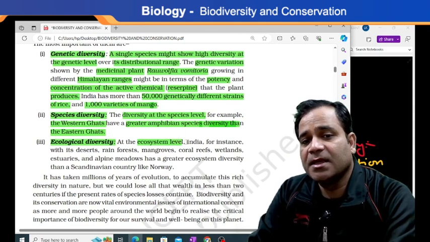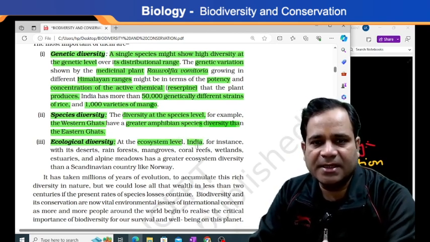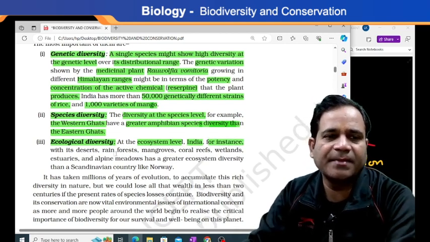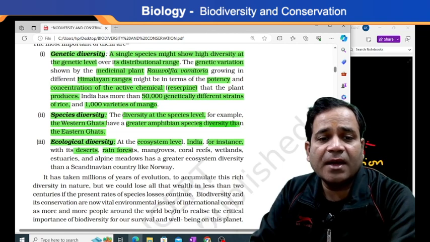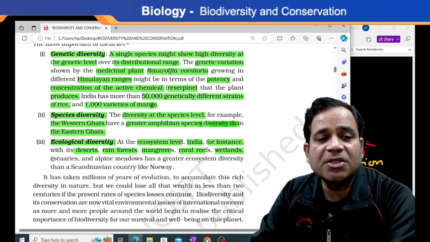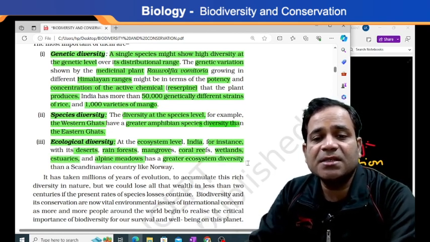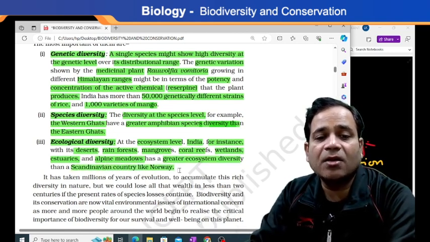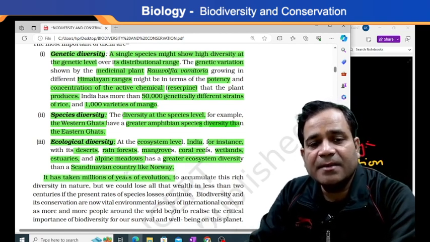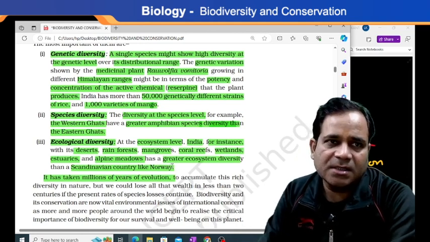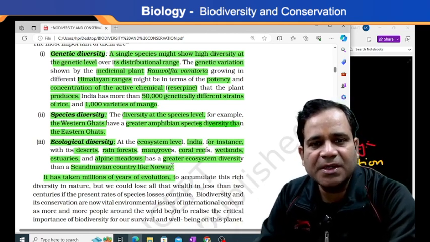Ecosystem level. In India, I'm giving you an example: India, with its desert, rainforest, mangroves, coral reefs, wetlands, estuaries, and alpine meadows, has a greater ecosystem diversity than a Scandinavian country like Norway. So here the diversity takes place basically on the ecology, because the biotic and abiotic factors together constitute the surroundings.